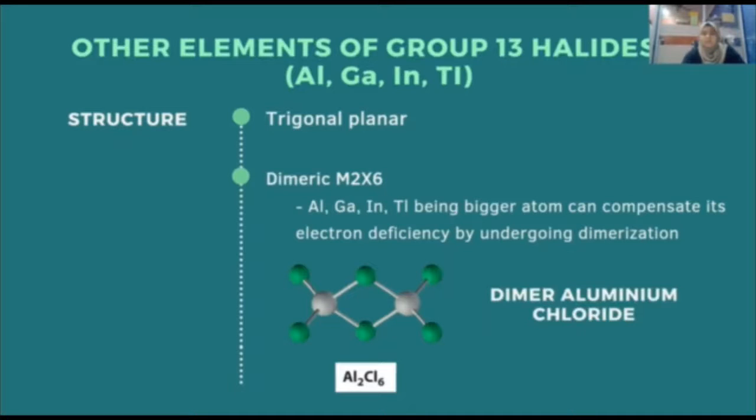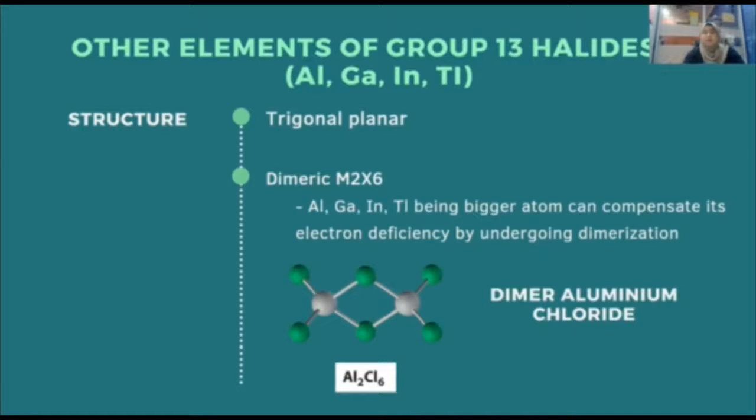The structure for the other elements of group 13 halides is the same as boron trihalide just now, which is trigonal planar, but it exists in dimeric form. Why did I say this? Let's take aluminium trichloride as an example. Aluminium trichloride is an electron deficient compound because it has only 6 electrons in the valence shell. So it has a strong tendency to gain another 2 electrons to complete its octet. The electron deficiency of the aluminium atom in aluminium trichloride is completed by the formation of a coordinate bond between the lone pair of a chlorine atom from another aluminium trichloride molecule and the vacant p orbital of the aluminium atom.